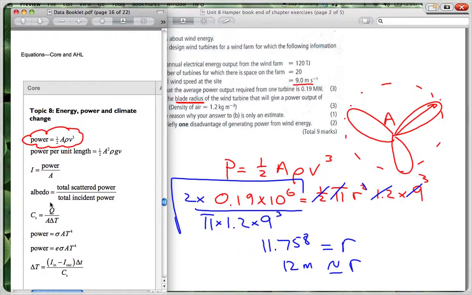All of the values here are given to two significant numbers, so I'll put this to two significant numbers, and that would be that your radius would be about 12.